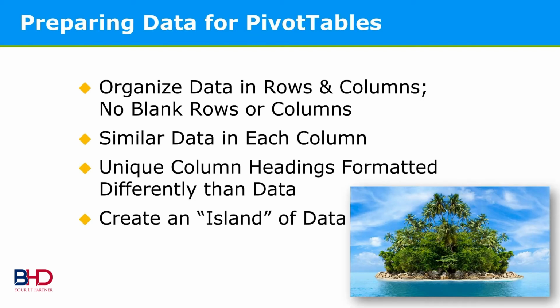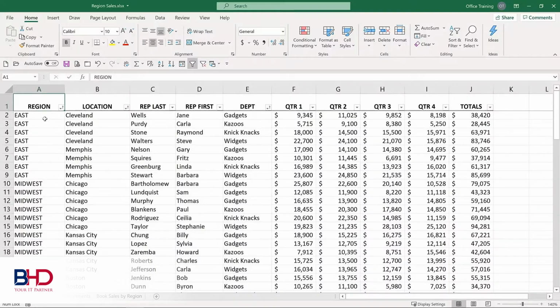Essentially, what we want to do is create an island of data. And so if there are title rows or other introductory parts of that worksheet, make sure that there's at least one blank row to separate that from the data that you want to analyze with the pivot table. Here's the sample data that we'll use for a pivot table.